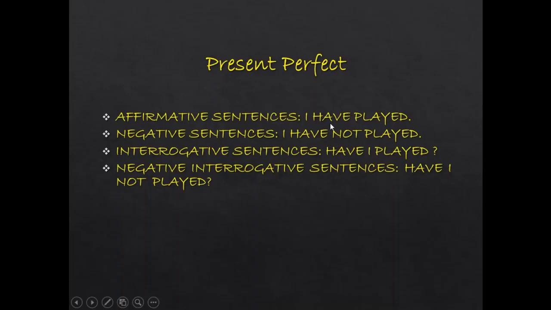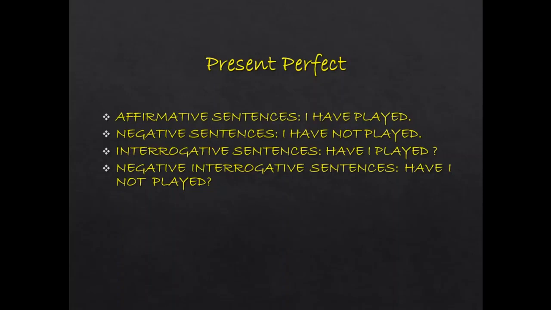How do we write a negative sentence in the present perfect form? We will write, I have not played. Interrogative sentences, have I played? And negative interrogative sentences, have I not played? Here you can clearly see that the action has already been completed, but it has completed just now. So it will be termed as a present perfect tense.